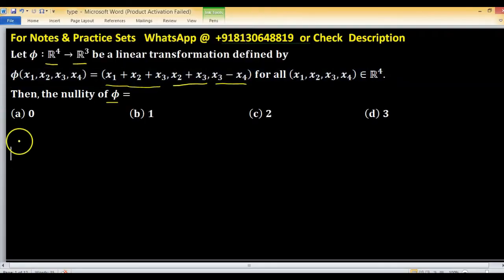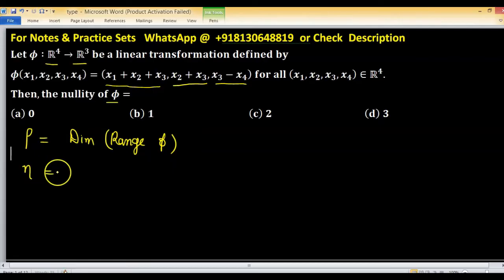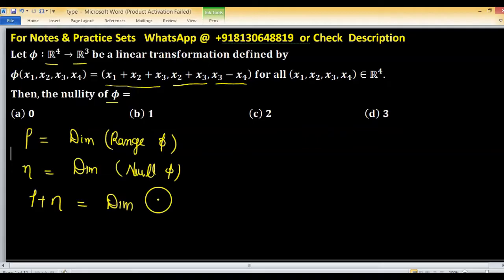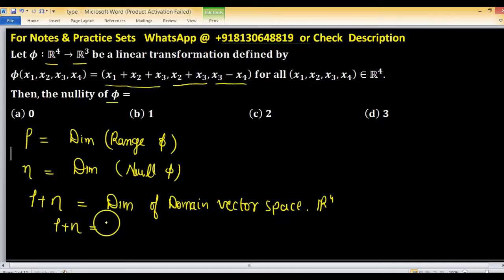So what is rank? Rank is the dimension of the range of this linear transformation phi. What is nullity? The dimension of the null space of phi. What is the rank nullity theorem? Rank plus nullity equals the dimension of the domain vector space. In this given problem, the domain vector space is R4 and the dimension of R4 is 4. So rank plus nullity will be 4. This is direct from the rank nullity theorem.